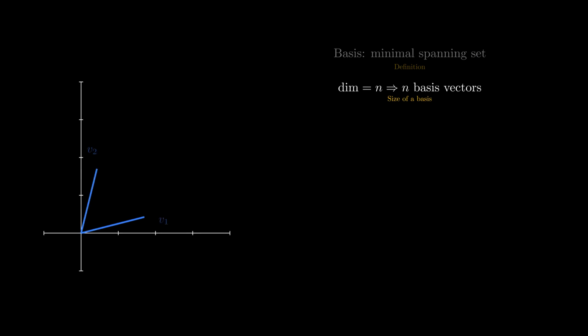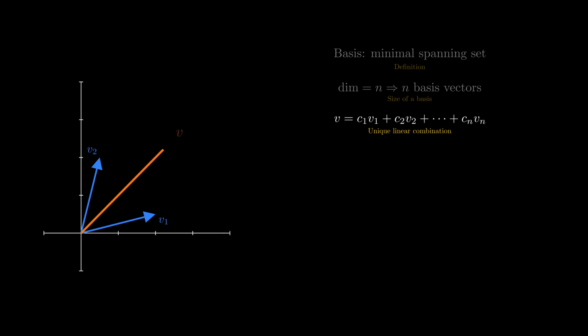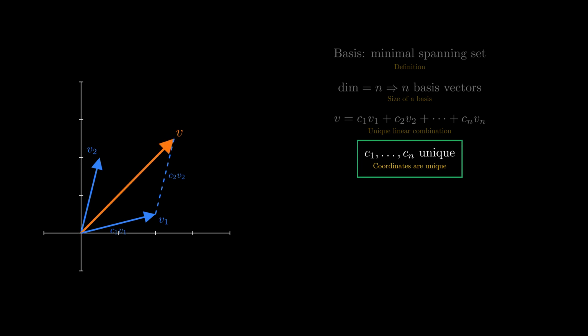Let's start with what a basis actually is. A basis is a minimal set of vectors that spans the whole space. In an n-dimensional space, you need exactly n of them. Here's the crucial property. Every vector v can be written as a unique combination of basis vectors, that is, v equals c1 times v1 plus c2 times v2 all the way through cn times vn. Those coefficients, c1 through cn, always exist, and they are unique. No other combination of the basis vectors produces the same v.